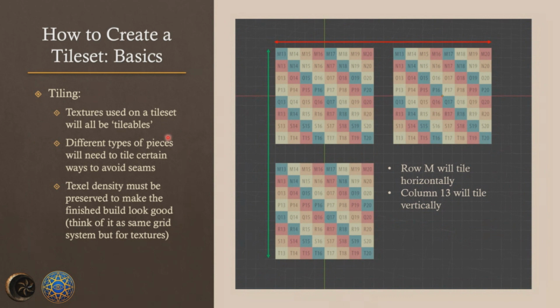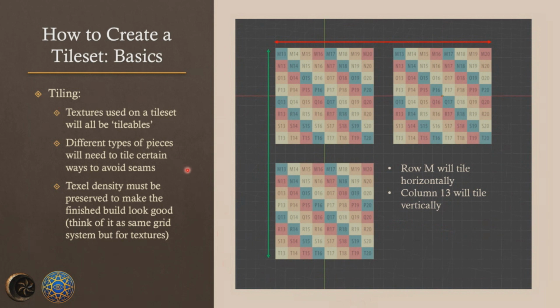So textures that are used on a tile set, to my knowledge, have to all be tileables. And by that, I mean, you have your 1K by 1K texture. Each tile set piece is going to have to snap together. So when you extrapolate that 1K by 1K texture to multiple tile set pieces, they end up snapping together and looking seamless from a distance or up close even.